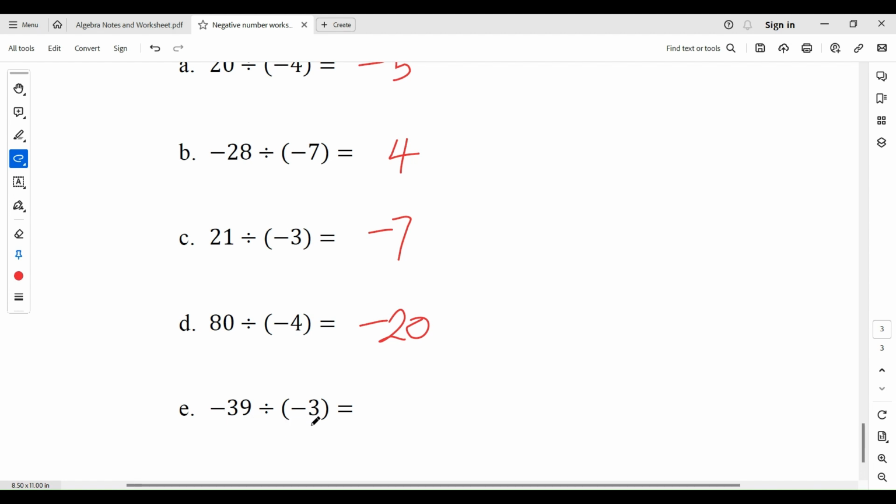Negative 39 divided by minus 3. Negative, negative. So your resulting answer is positive. 39 divided by 3. You can do it at the side. You will get 13. Okay, and that's it.